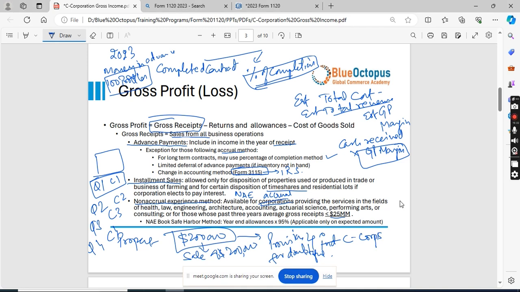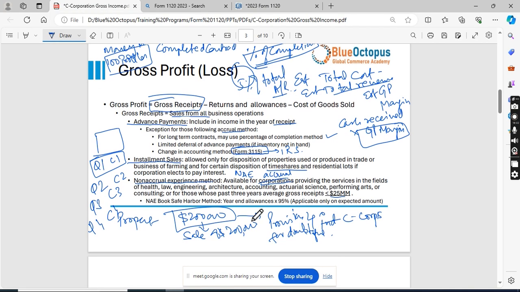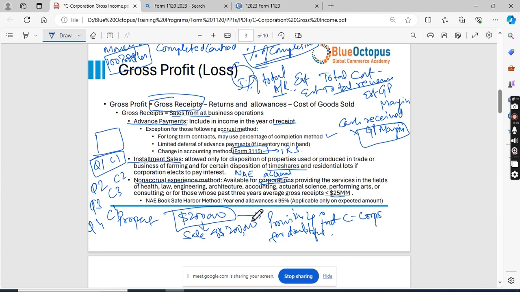Mainly it is 5% of the total debtors. So you generally take in books of accounts 5% of total accounts receivable, right? Now here it will be 95% of 5%. So you are taking it as a safe harbor method. Safe harbor means you are taking the safest option from this, right? So that is the NAE book safe harbor method. Whoever is following the NAE method can take 95% of their book allowances. So these are certain things you need to keep in mind.